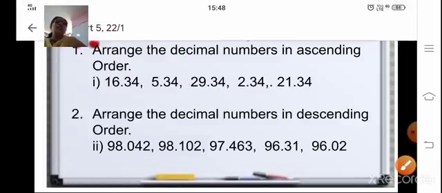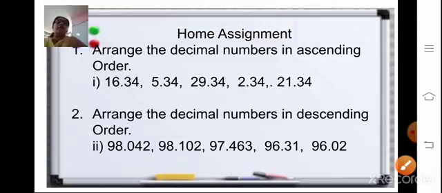Okay. Now based on this, home assignment for you. Arrange the decimal numbers in ascending order, the first one, and the second sum is you have to arrange the decimal numbers in descending order, which you have to do in your maths homework part.